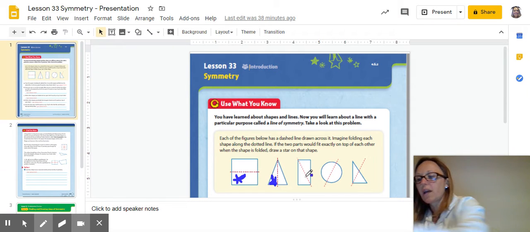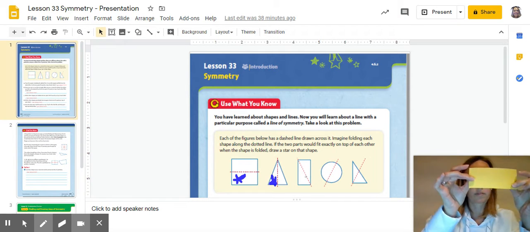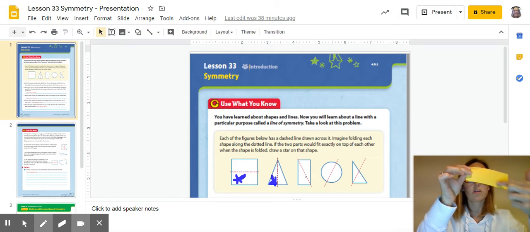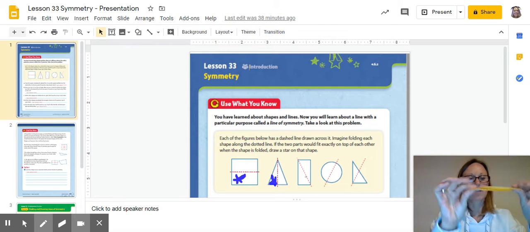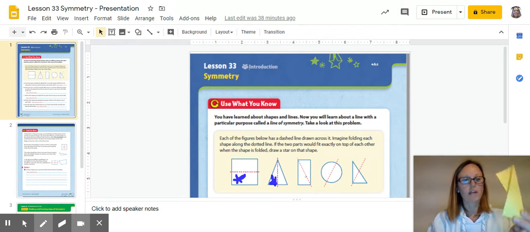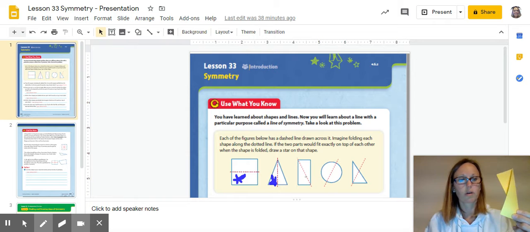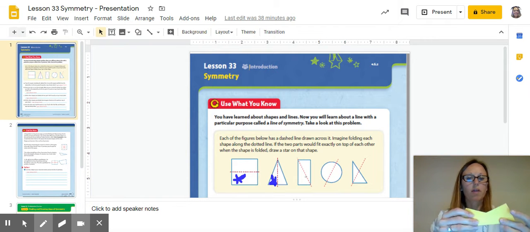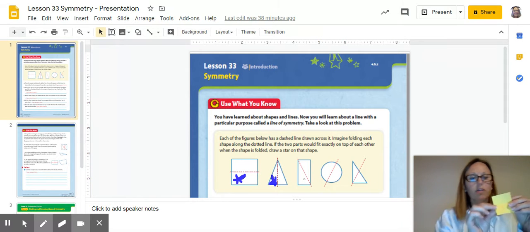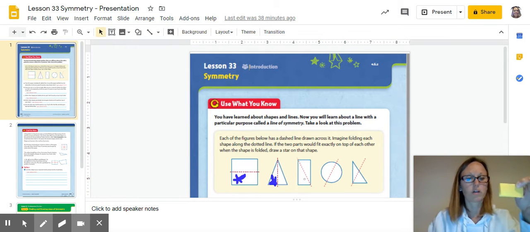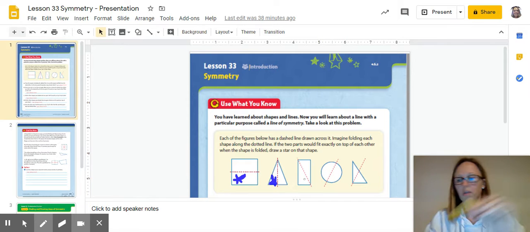Okay, now we have a rectangle. And we have a diagonal line of symmetry. So if I try to fold it on that diagonal line of symmetry, my sides are not going to match up. They're not going to match up when they have a diagonal line. So I'm not going to draw a star there. And I forgot to show you the square. Here's my square. And if I fold it over, it matches.